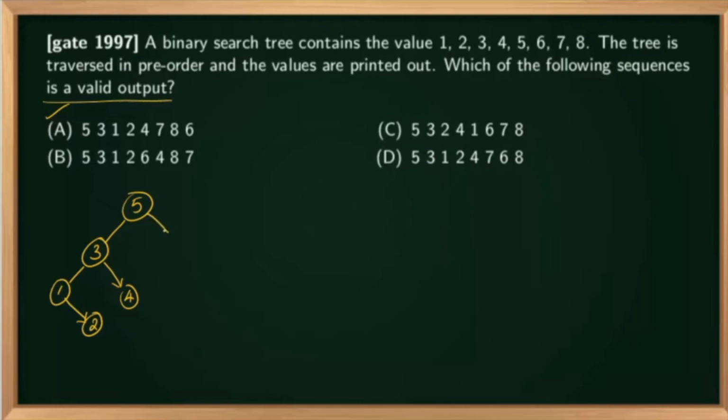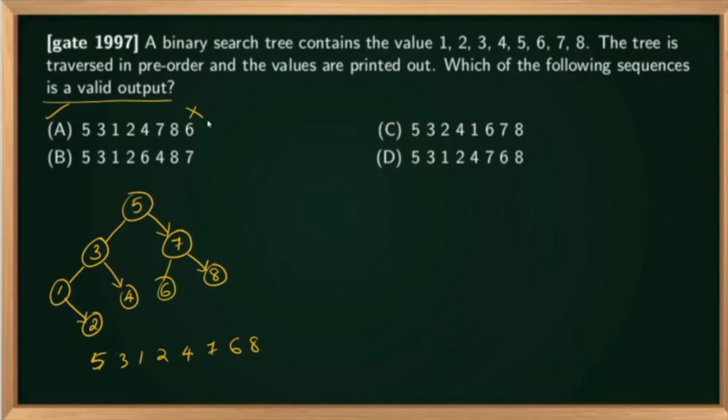Then if you go right side, you can put 7 first, right? Then 8. So far okay. But now I had to put 6. Where should I put 6? I had to put here, right? Because 6 is less than 7. But now if you see the pre-order is changing, it should be actually 5, 3, 1, 2, 4, 7, 6, 8, not 8, 6. So choice A is not right.